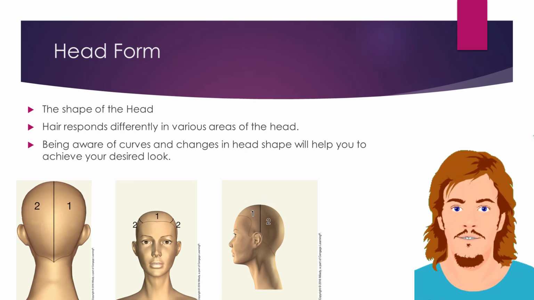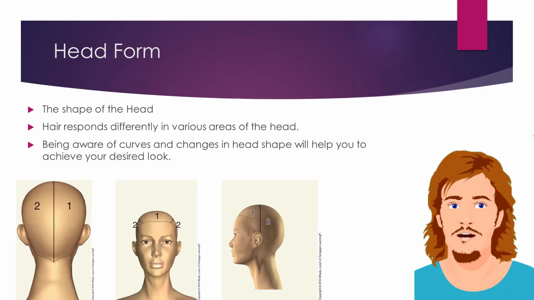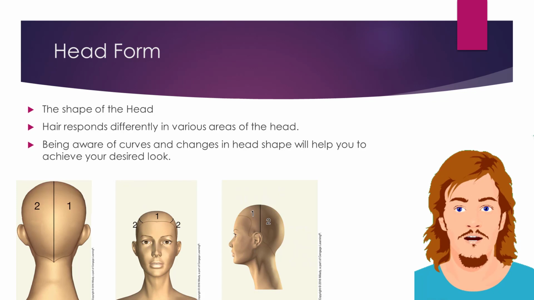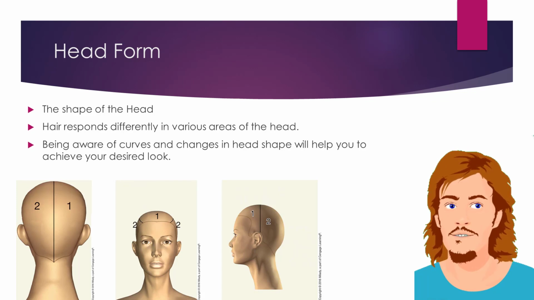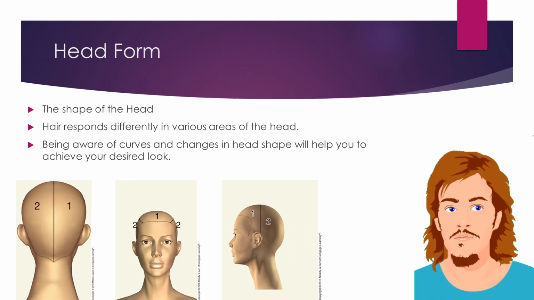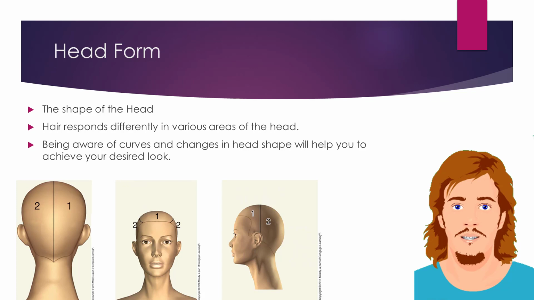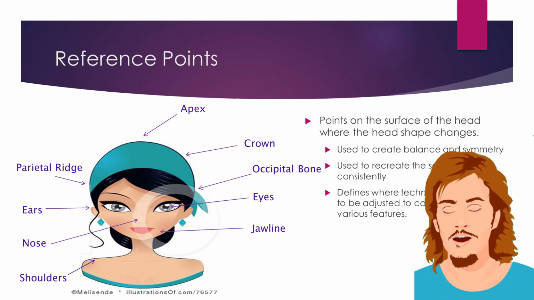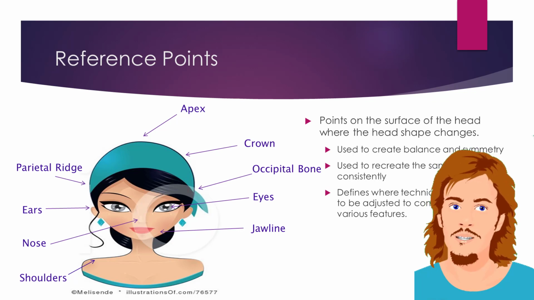Now that we know head forms can vary, we need to understand why it makes any kind of impact on the overall haircut. The reason is because the hair behaves differently in each of the various areas of the head. Being aware of the curves and changes in the head shape will help you to better achieve the look you and your client are aiming to complete. Now that we understand that head shapes can vary, let's take a look at where those changes can take place.